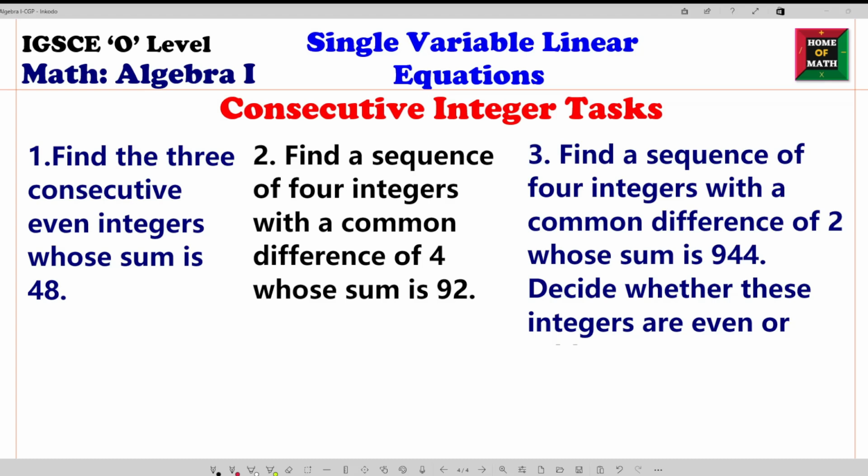Today we will tackle 3 Algebra 1 problems on single variable linear equations, including consecutive integer tasks. Let's jump right in. Number 1.